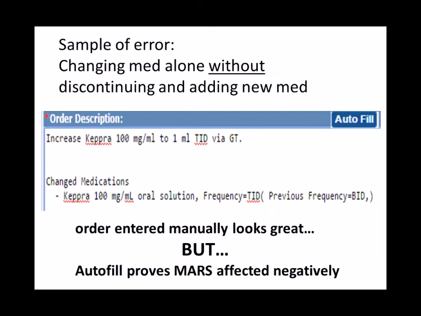Now this is a sample of the error by changing the med alone without discontinuing and adding the new med. If you enter in the medication change manually here within the order description, it looks great. That is in fact what the order should read. But when we click autofill, autofill will tell me what you actually did to the MARS. Changed medication, frequency TID, but the previous frequency was BID. So this here tells me that you altered the frequency incorrectly.